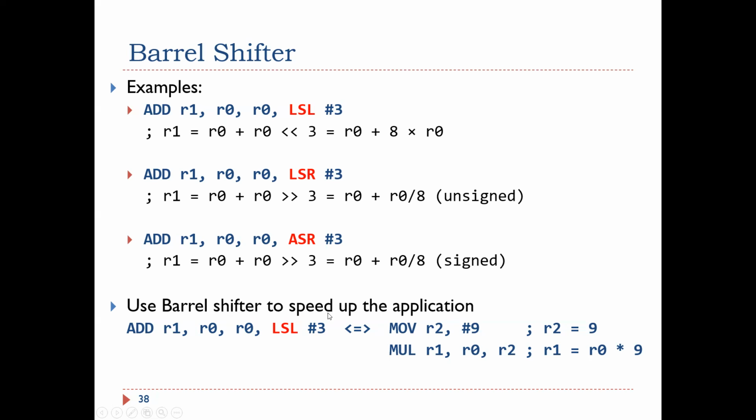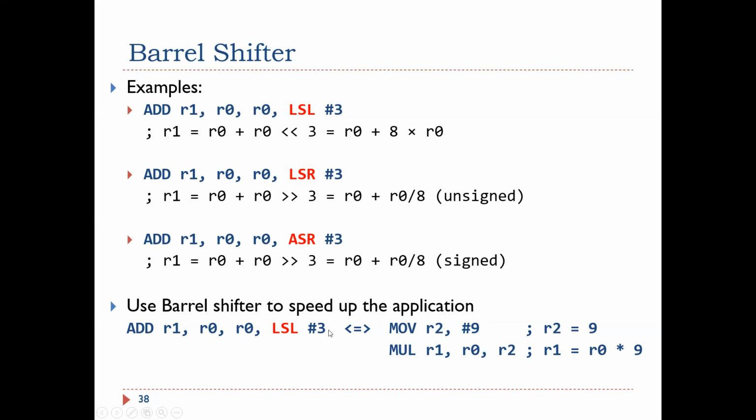If you are looking at a multiplication operation, it could be implemented by using a barrel shifter, as we discussed. You should do that, because that will speed up your operation inside the assembly. That's why we're doing assembly programming: to get the maximum speed out of the hardware that we have.